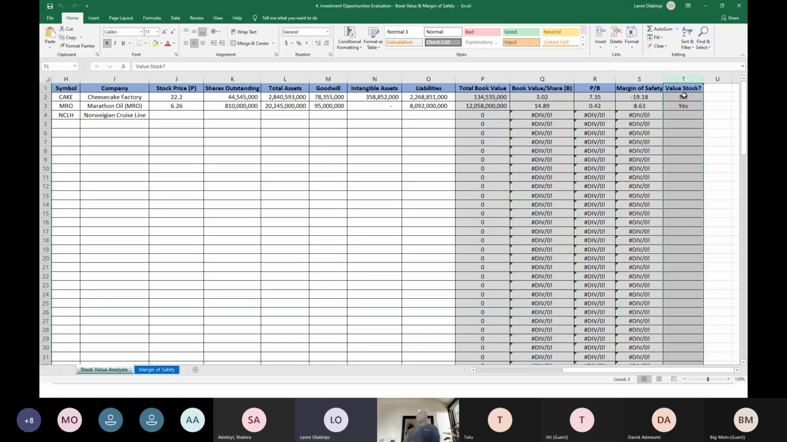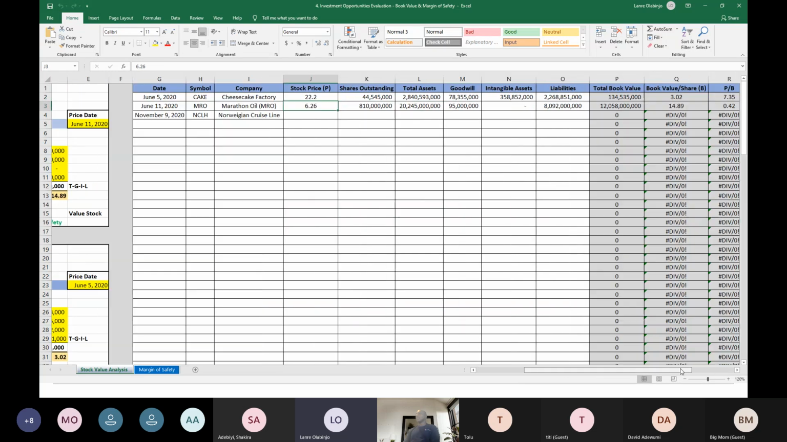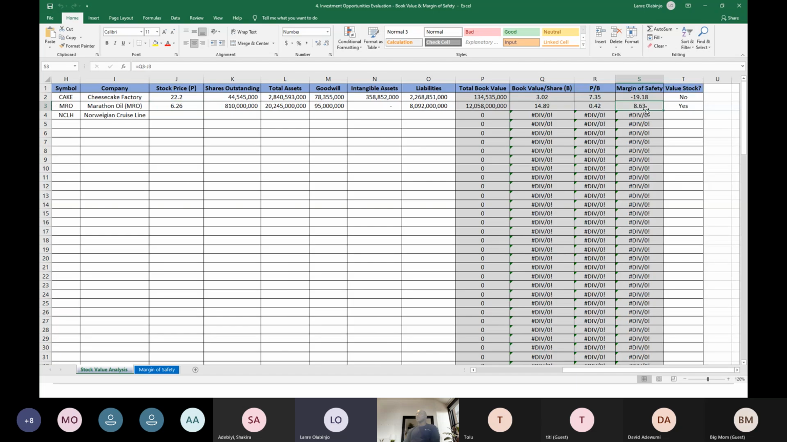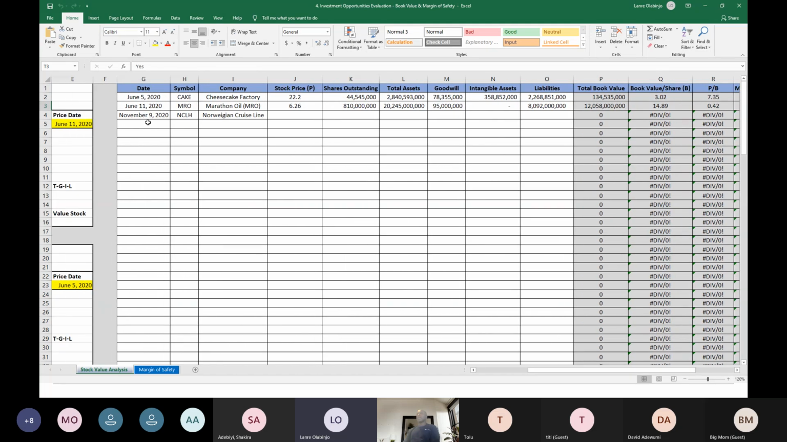And then the last column here is: is this a value stock? Obviously, it's no, because that's a negative margin of safety. And the same exercise done up here was done for Marathon. Just put the numbers and the template will show you if it has a positive number, that means it has a positive margin of safety and it is a value stock. Okay, so we're going to do an exercise together. Your assignment is NCLH. Let's look at NCLH and see.